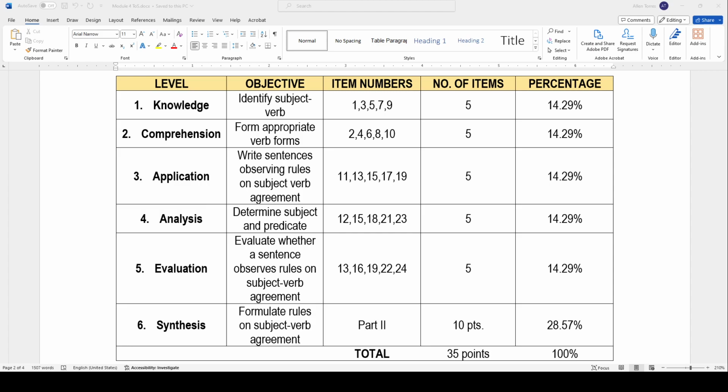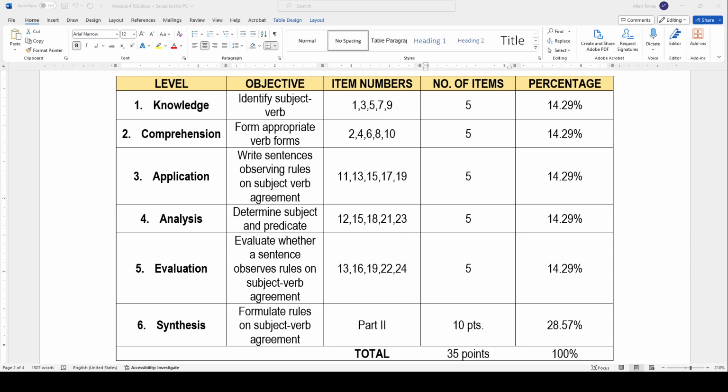Alternatively, if you look at number 5 on the 5th row, meron ka number 13, 16, 19, 22, 24. Okay? That is allotted to evaluation. That simply implies na yung items number 13, 16, 19, 22, 24, they are all going to talk about evaluation. Okay? So, next you have the number of items. Now, ito pong number of items ay nakadepende po sa inyong paggawa ng ToS.